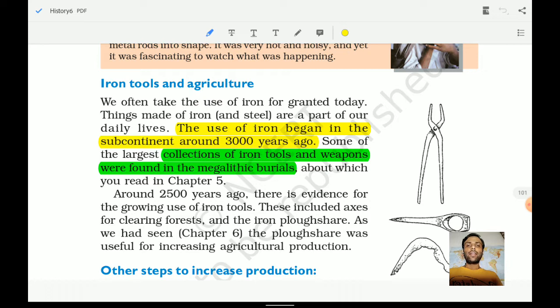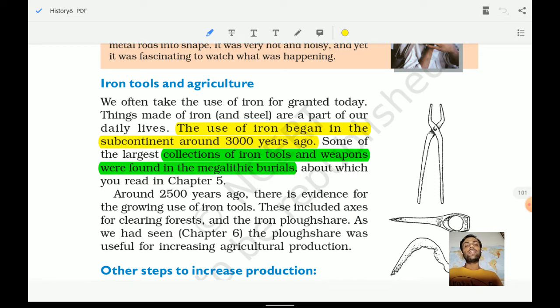As we have already understood about the megalithic burials, they were found at different places, and the most prominent sites where the megalithic burials have been found were in the South Indian part. There the iron tools have been found. So it provides important information about that time: that the people were aware of iron and its utility, how to make the tools so that they could cultivate different crops and clear the forest.